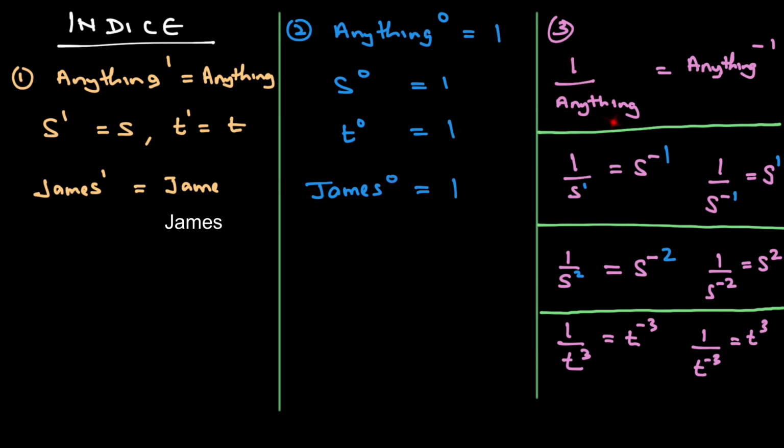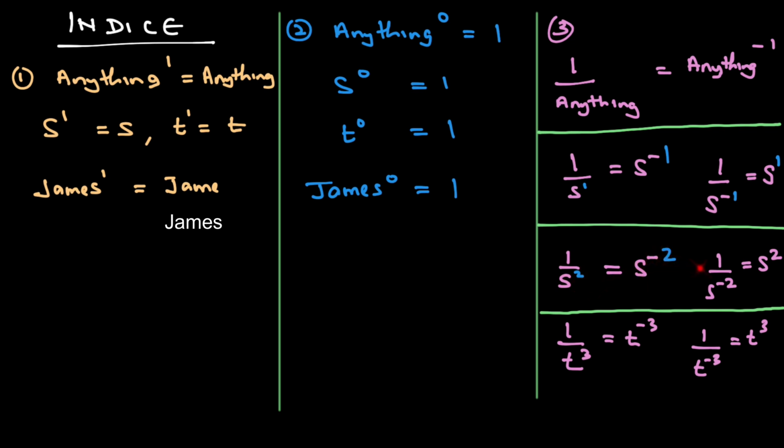1 over anything is anything to power minus 1. 1 over S to power 1 is S to power minus 1. 1 over S to power minus 1 is S to power 1. So we can swap this with that. That goes there and that one goes there. So basically we're swapping. 1 over x squared is x to power minus 2.